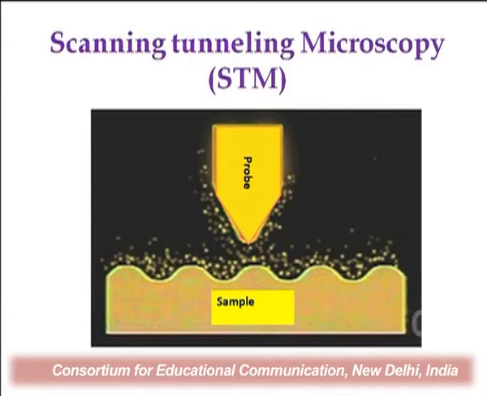This sample surface is not smooth, and on the top we have the probe. This probe scans the surface of the sample as it is. So scanning tunneling microscopy, STM, is used to get the image of the surface by scanning through tunneling. How that is possible, we will see further.